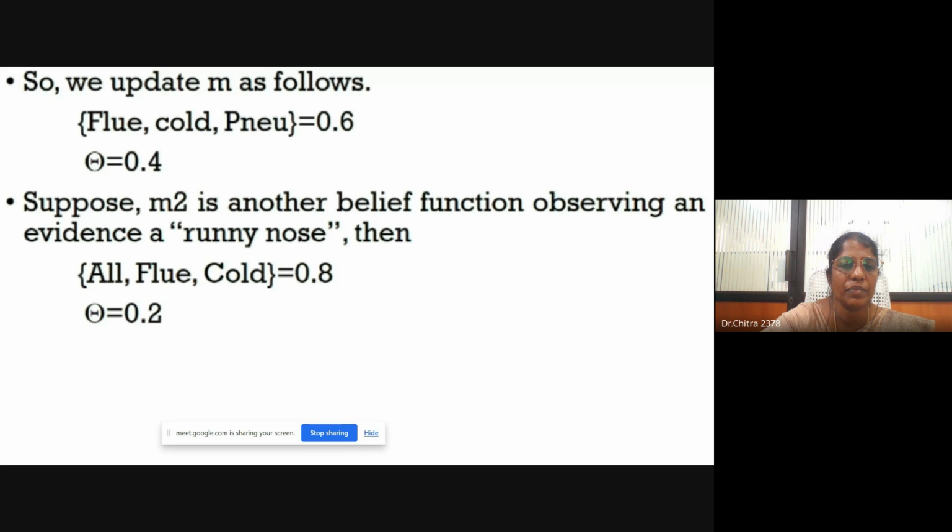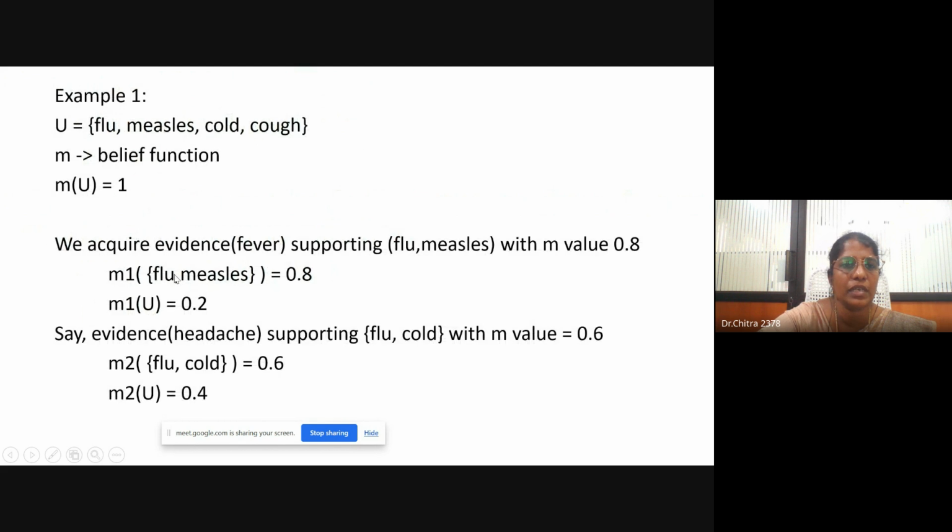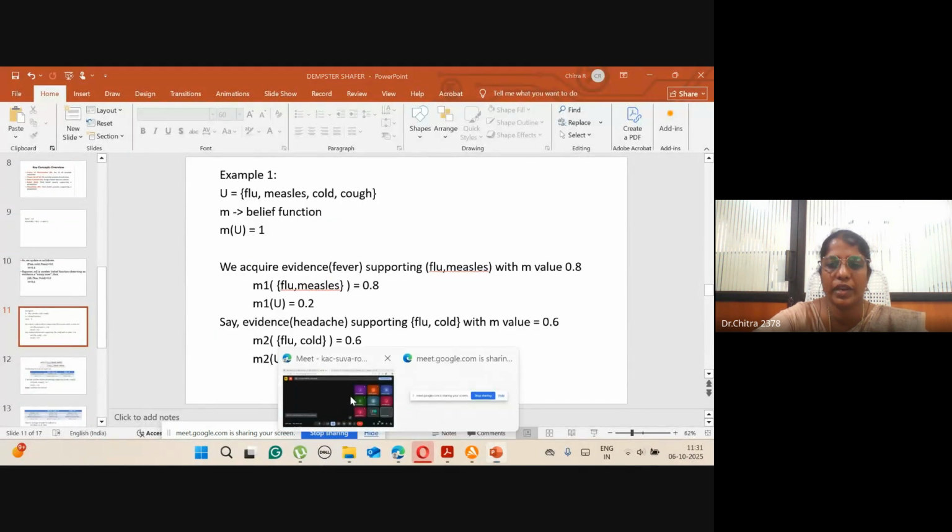From this, we get what is called the mass function. The mass function for the combined flu, cold, and pneumonia is 0.6 and for flu, cold is 0.8. From that, we can create another subset such that it will also support our solution space. Consider the uncertainty is flu, measles, cold, and cough. From this, we are going to calculate which combination has the higher priority. Where M is called the belief function, and the mass of all the functions equals 1.